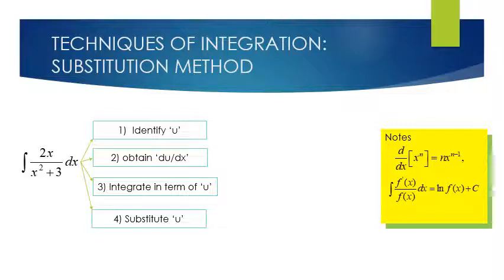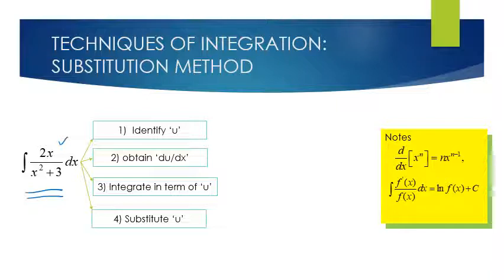Okay, the key to the substitution method is finding a piece of the function whose derivative is also in that function. So in this example here, there are two similar groups of equation. We can find that when we differentiate x squared plus 3, we will get 2x, which occurs in the denominator here. So this is the key to knowing that the substitution method must be used.